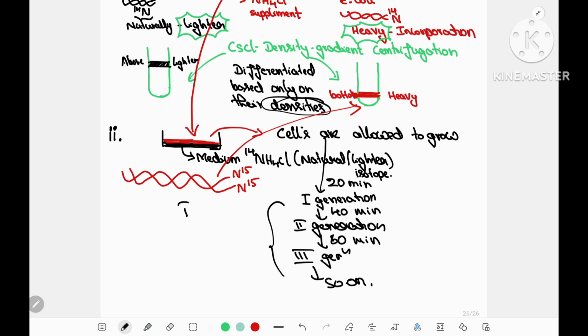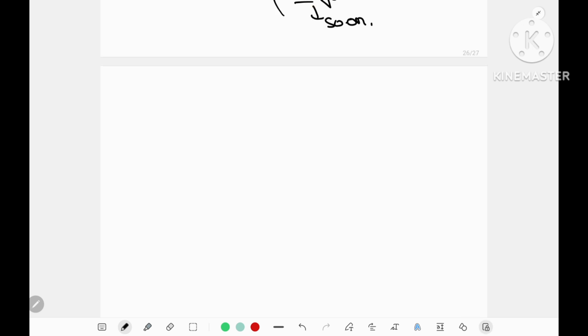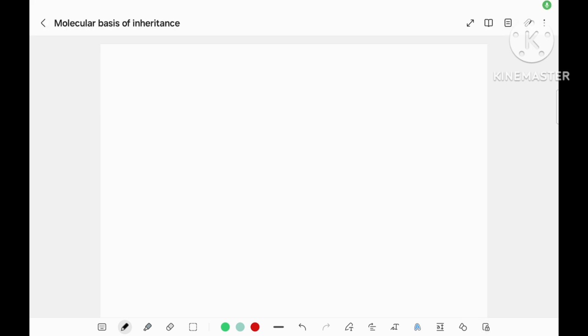Now, periodically, that is after 20 minutes, after 40 minutes, after 60 minutes, they analyzed the DNA for their separation in density gradient centrifugation. How the analysis was done, let us discuss in the third step.